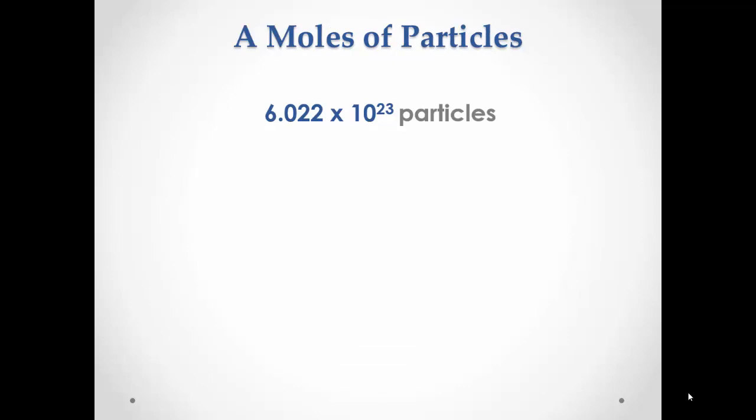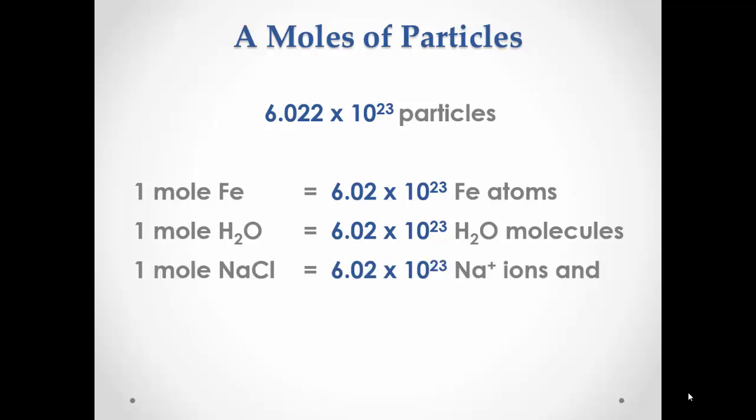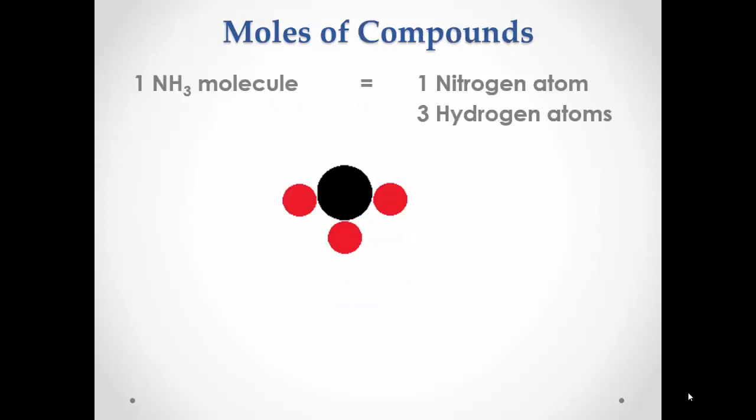It doesn't matter what it is we are talking about. If we have 1 mole of things, we have 6.02 times 10 to the 23rd of those things. If we have 1 mole of iron, we have 6.02 times 10 to the 23rd iron atoms. 1 mole of water would be 6.02 times 10 to the 23rd water molecules. And 1 mole of sodium chloride would mean that we have 1 mole of sodium ions and 1 mole of chlorine ions. Let's look at that last example a bit more closely.